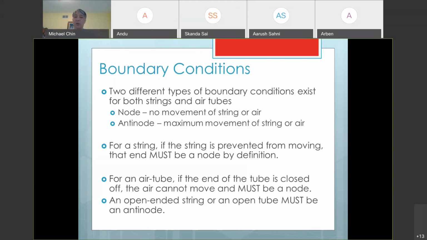Same thing for an air tube. We're only going to look at strings and air tubes. For an air tube, if the end of the tube is closed, it's blocked off, air can't move at all. It's hitting a wall, and if it can't move, air movement must be a node at that end. On the open end of that air tube, air can move as much as it wants, and so that end must be an antinode.